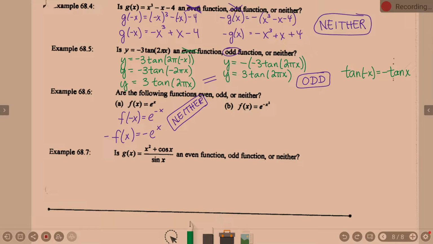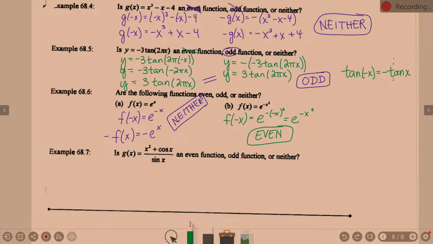What changes when we throw a squared up there? Keeps it the same. So f of negative x is going to be e to the negative of negative x squared. Negative x squared is positive x squared, but the negative of that makes it negative x squared. And so by definition, we know it is even.